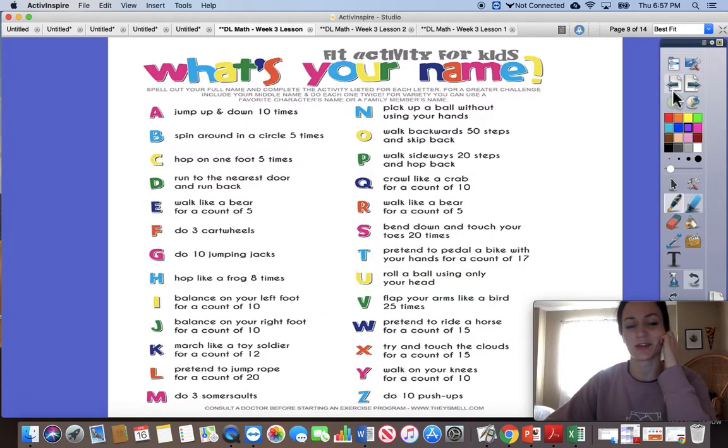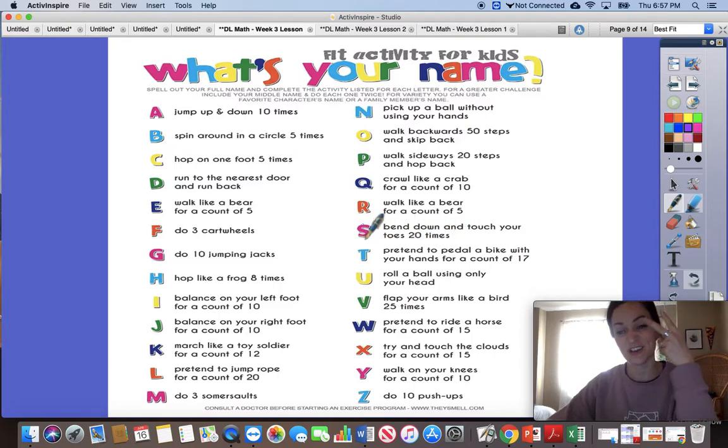Oh, this is your brain break. For this one, you are going to spell your name and do the exercises. So for example, my name's Jessie. I would start with the J, balance on your right foot for a count of 10 seconds. Then I would go to E, walk like a bear for a count of 5. Then the next letter in my name is S, so I'm going to bend down and touch my toes 20 times.